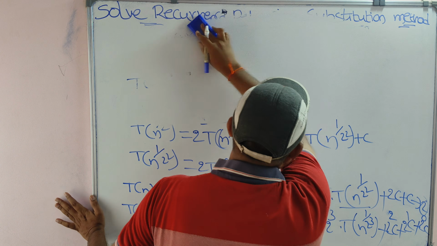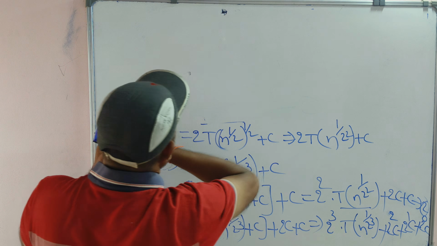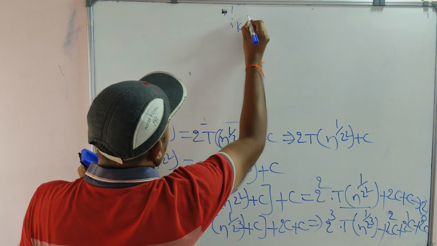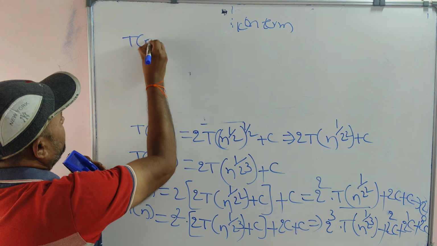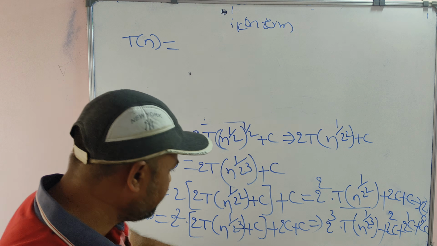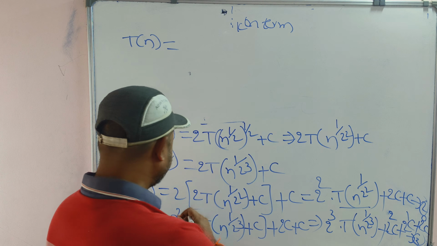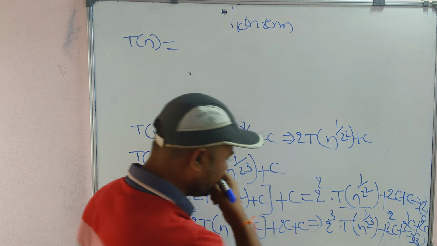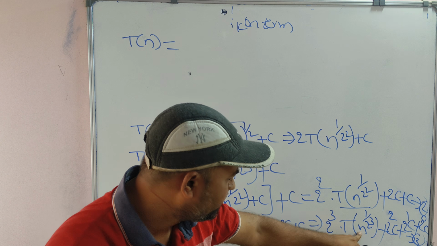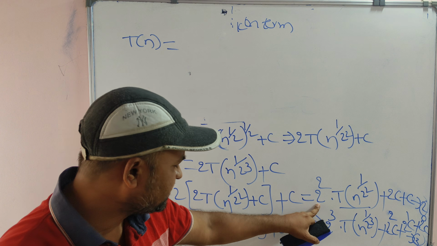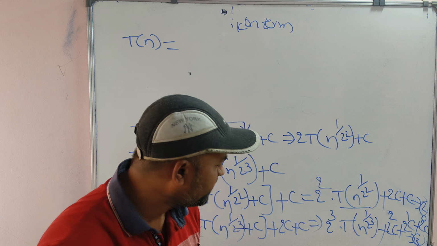Now let us find the kth term. After k number of steps, let us derive T of n formula in terms of k. If you see here, let it be equation number 3. Next, equation number 2. Okay, if you see here we have 2 cube into T of n power 1 by 2 cube. If you see the second equation, we have 2 square into T of n power 1 by 2 square.